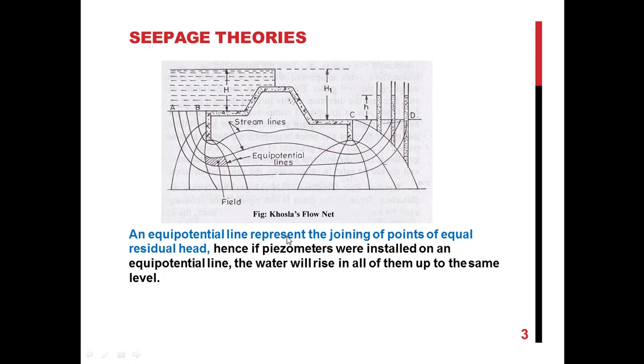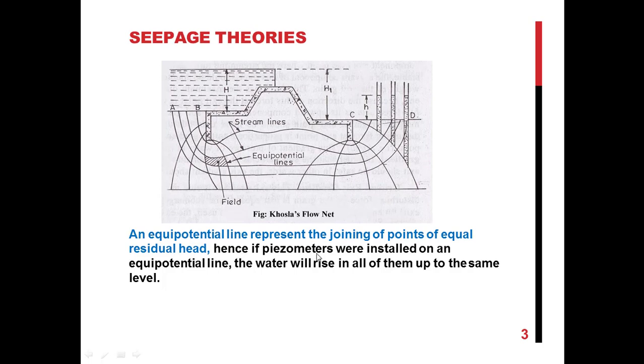An equipotential line represents the joining of points of equal residual head. The points at which the residual heads are equal represent an equipotential line. For example, this is an equipotential line. On all the points on this equipotential line, the residual head will be equal.